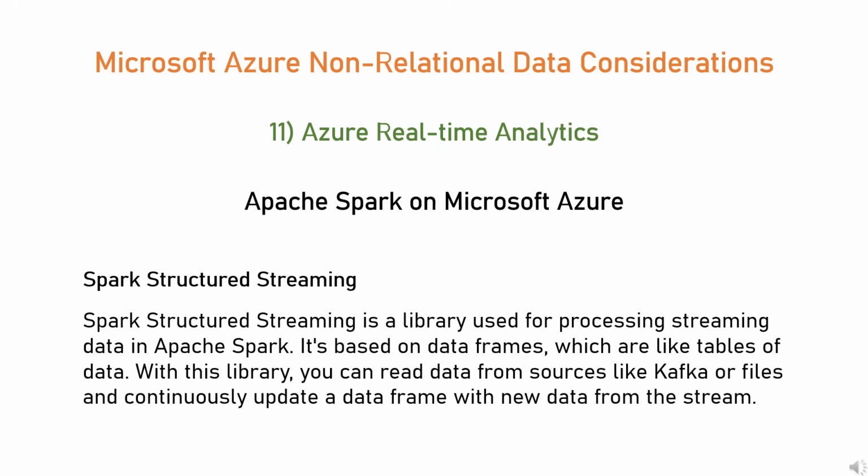Spark Structured Streaming. Spark Structured Streaming is a library used for processing streaming data in Apache Spark. It's based on data frames, which are like tables of data. With this library, you can read data from sources like Kafka or files and continuously update a data frame with new data from the stream.